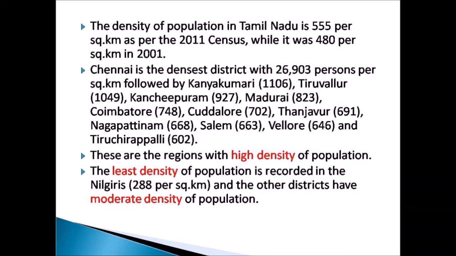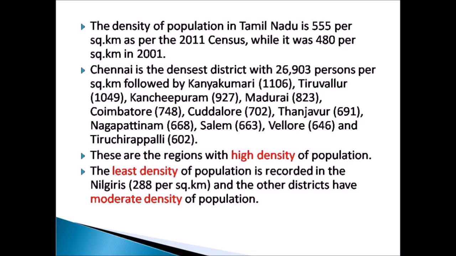Chennai is the densest district with 26,903 persons per square kilometer. Then consider how densely populated Chennai is. Followed by Chennai, next comes Kanyakumari with 1,106 persons per square kilometer. Third is Tiruvallur with 1,049 persons per square kilometer.